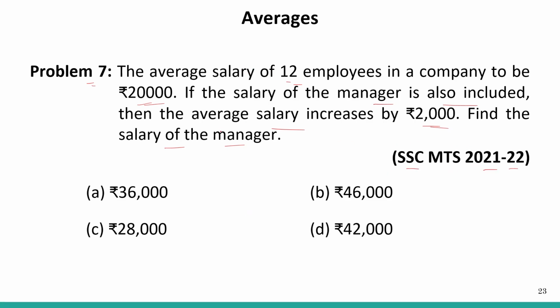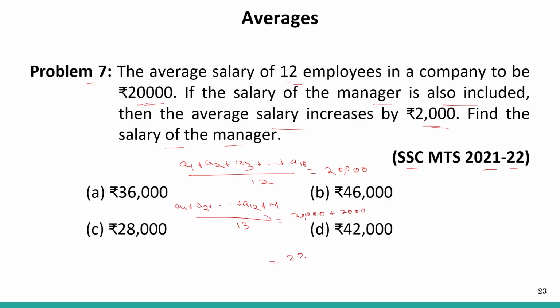Let those employees be A1, A2, A3, up to A12. So their average salary is A1 plus A2 plus up to A12, divided by 12, is equal to 20,000. If the salary of the manager is also included, then A1 plus A2 plus up to A12 plus M, whole divided by 13, is equal to the new average, since the average salary increases by 2,000. So it is 20,000 plus 2,000, which is equal to 22,000, right?